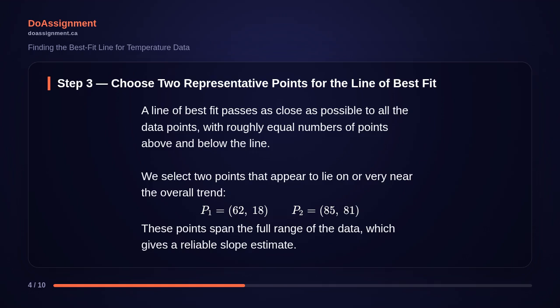To draw a line of best fit by hand, we pick 2 points that represent the overall trend, points that the line actually passes through. We choose (62, 18) and (85, 81) because they span the full range and sit right on the trend line.